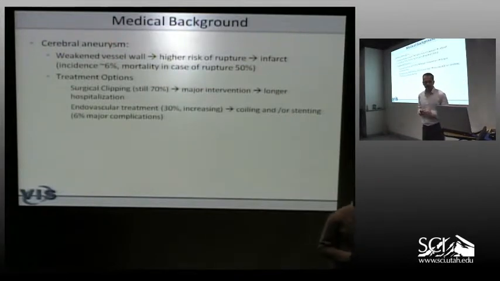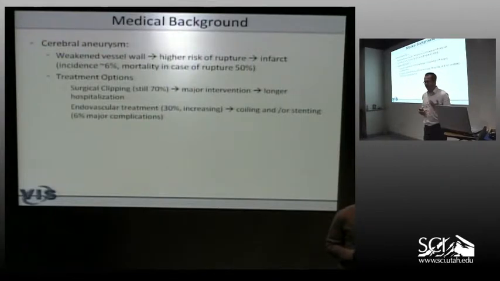Cerebral aneurysms are characterized by a weakened vessel wall, which leads to a risk of rupture. And the incidence of this is quite high, 6%. So one must be afraid that at least one of us also has a cerebral aneurysm. In case such an aneurysm ruptures, the mortality rate is really high. 50% die within the first month after rupture of this aneurysm. Among the treatment options, I recently read that surgical clipping, the neurosurgical approach, is still the dominant approach with 70%, but that the endovascular treatment has increased from basically zero 20 years before to 30%, and it is increasing further.